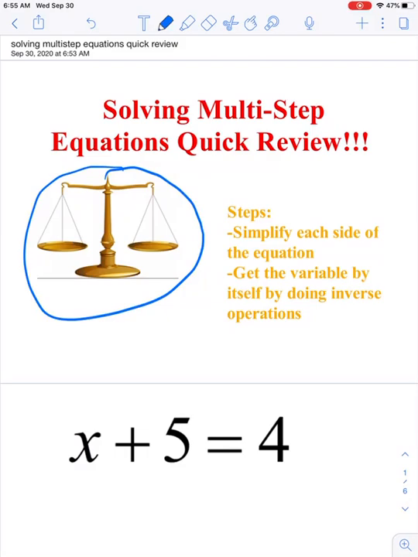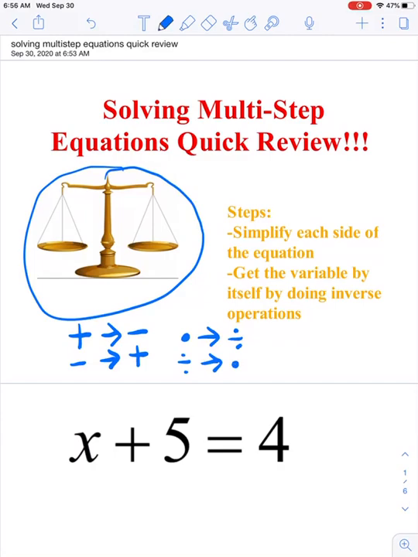So if you remember, the opposite or the inverse operation to addition is subtraction. The opposite is also true: the opposite of subtraction is addition. Again, these are inverse operations. The inverse operation to multiplication is division, and the inverse operation to division is multiplication.